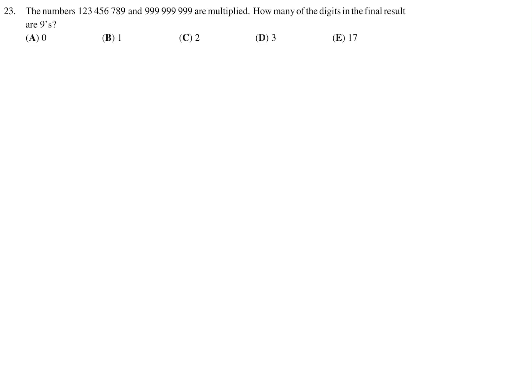The numbers 1, 2, 3, 4, 5, 6, 7, 8, 9 and 999,999,999 are multiplied. How many of the digits in the final result are nines? Okay, so we're dealing with some pretty big numbers here. And we're multiplying this by 999, like that. Now, of course, the immediate temptation is to run to your calculator, but I don't know what kind of calculators you all have nowadays, but in my calculator, this won't even go through. It's too big of a number.